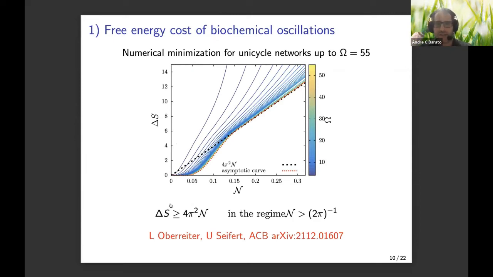And as you can see, if n is larger than 2π to the power of -1, then ΔS must be larger than 4π²n. If you are below that, then uniform rates do not saturate the bound. It's something else, which we don't know what it is. You can go below the bound, but again, we can get this result. And physically, it simply means if you have 10 coherent oscillations, then you have to dissipate at least 4π² multiplied by 10, okay?